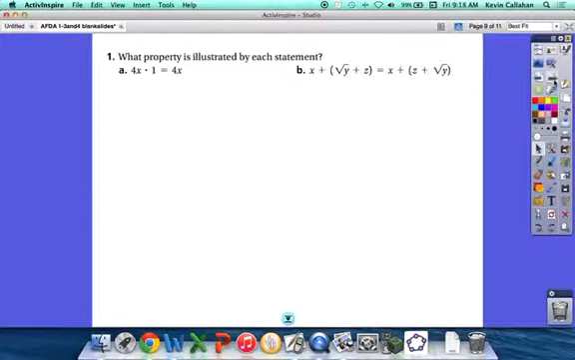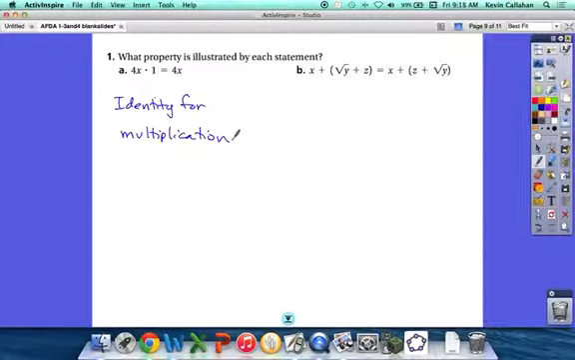We're almost done. Which property? 4x times 1 equals 4x. Identity for multiplication.